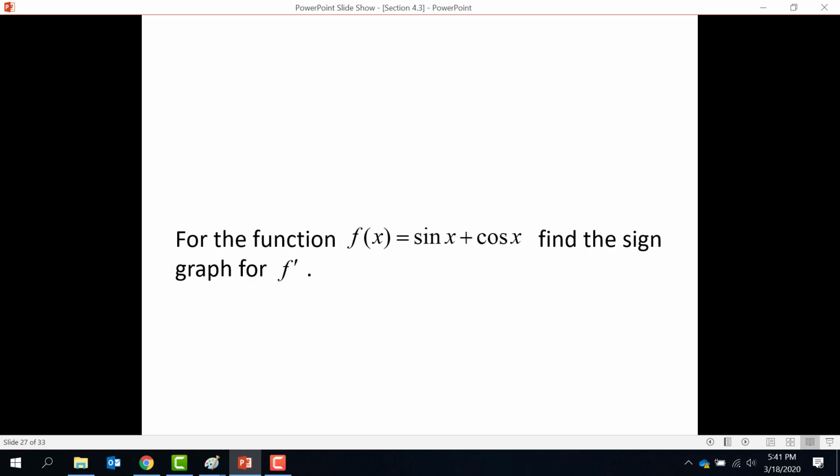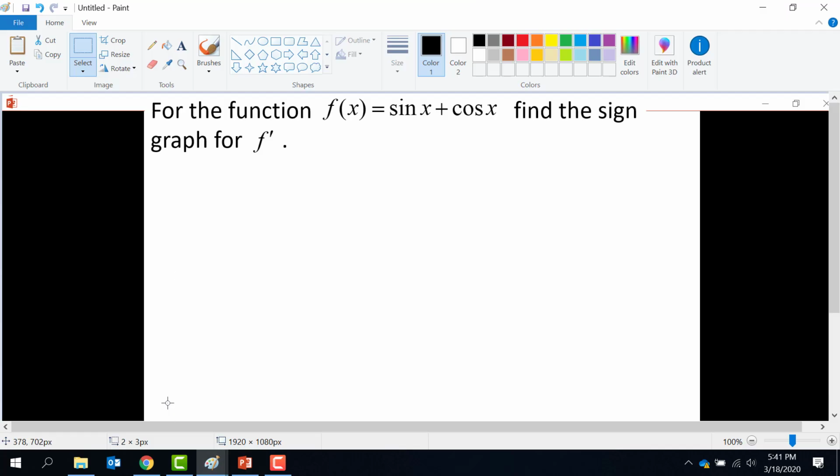So we move on to find the sign graph for f prime of x. For f prime of x, we need the derivative, but the derivative is not very difficult to find. The derivative of the sine function is the cosine function, and the derivative of the cosine function is the negative sine function. And so then for the sign graph, we need to figure out what makes this 0.